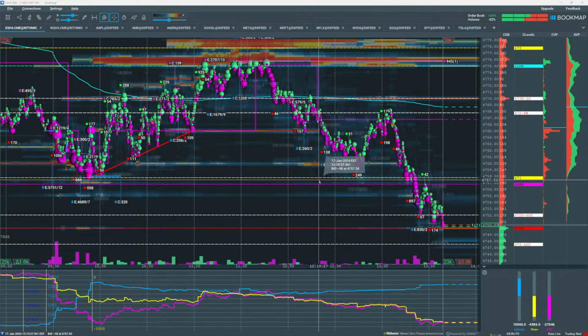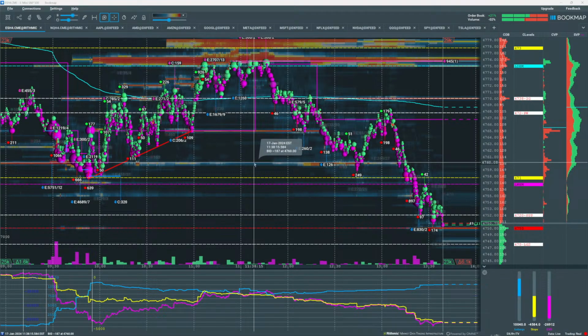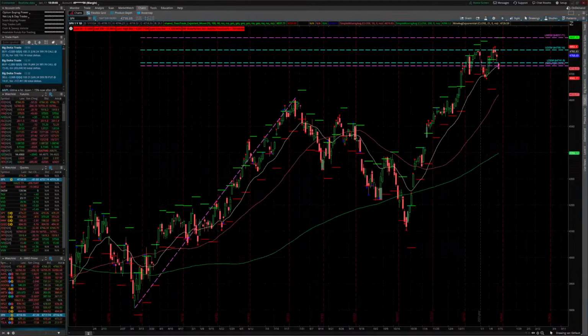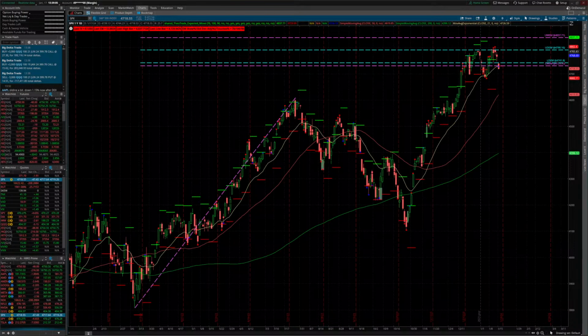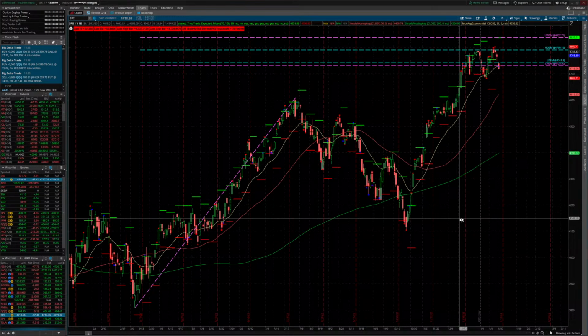Now let's start with positional analysis. I'm going to start with the S&P 500. This is the ES futures and Bookmap. And before I take a closer look at this chart, I do want to take a look at the underlying index in a larger time frame. So the underlying index is SPX. This is a one-day chart in Thinkorswim.